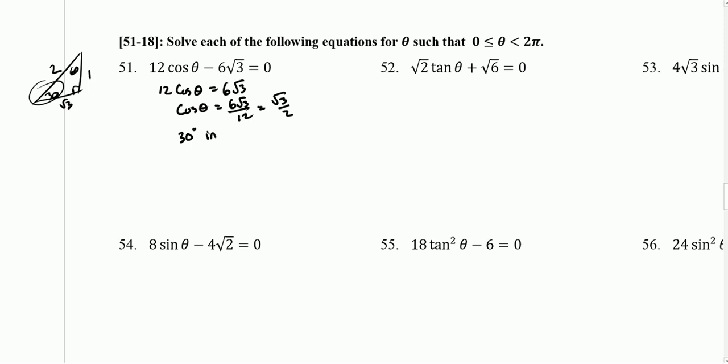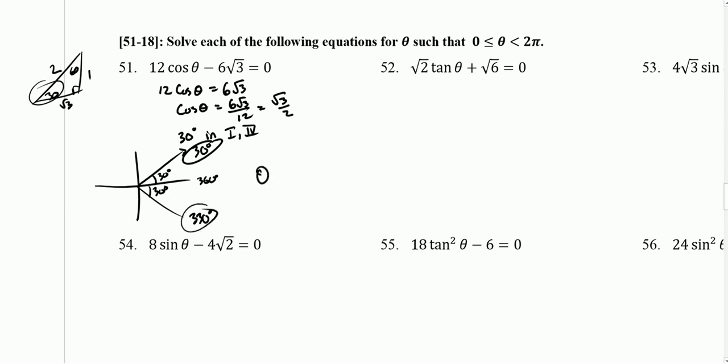Now cosine's positive. Cosine is your x-coordinate, which is positive in quadrants 1 and 4. So I'm going to sketch 30 degrees in quadrants 1 and 4. In quadrant 1, we're looking at 30 degrees. In quadrant 4, this is 360, so we're going back 30, so we're at 330 degrees. So theta is both 30 and 330.